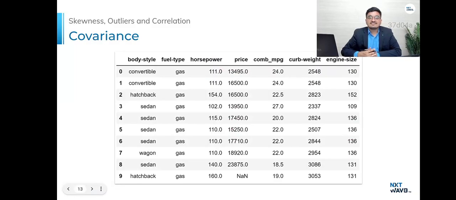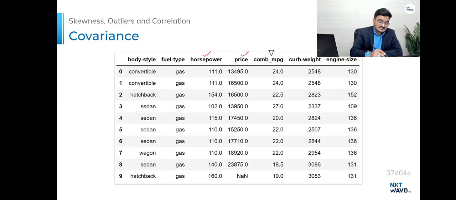Now let's see how covariance can be useful in a real life scenario where we have a data set. Here I have a data set of automobiles, right? We have features like body style, fuel type, horsepower, price, and combined mileage. This represents the average of city mileage and highway mileage. We have curb weight and engine size, right? We have two categorical features in this data set, and there are 5 numeric features.